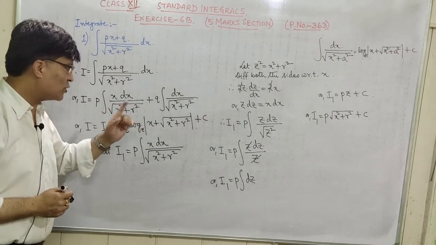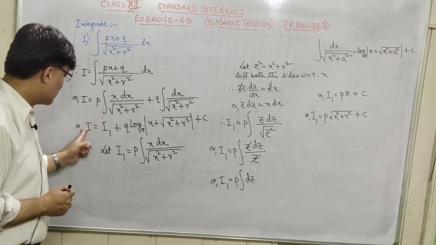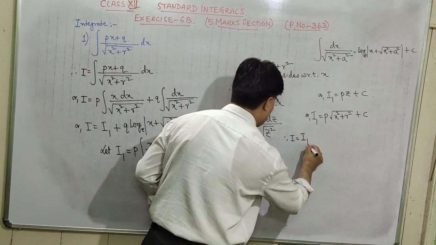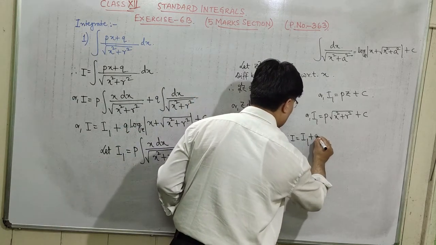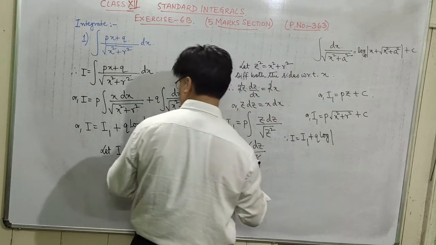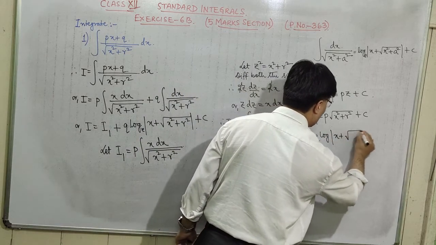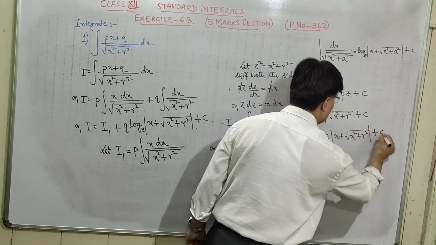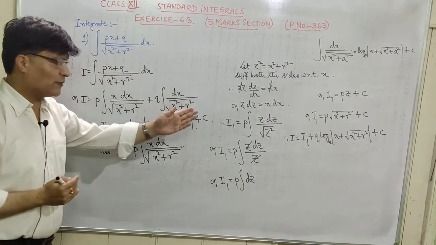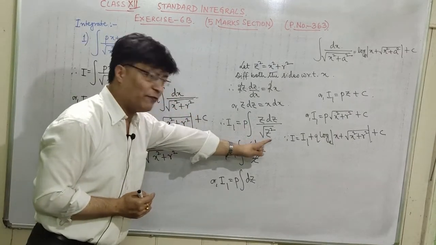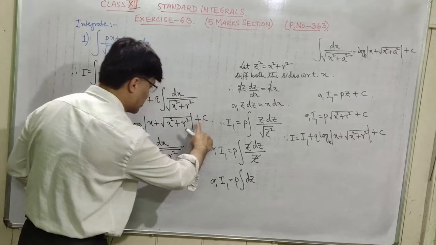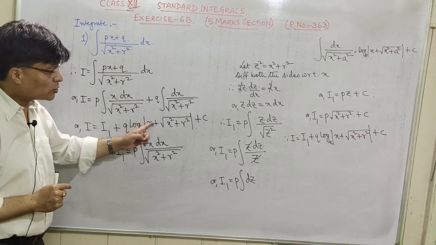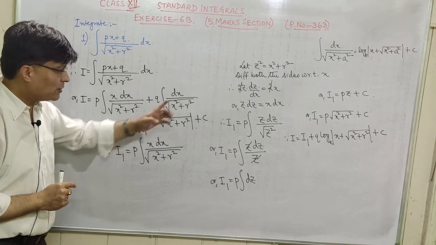So let us put these values of I1 in I. Since I is equal to I1, then we have plus q log within mod, x plus root over x square plus r square, mod sign closed, the base is e, then plus c. So actually this is the value for I. I is equal to I1 plus q log within mod x plus root under x square plus r square, mod sign closed, the base is e, plus c.